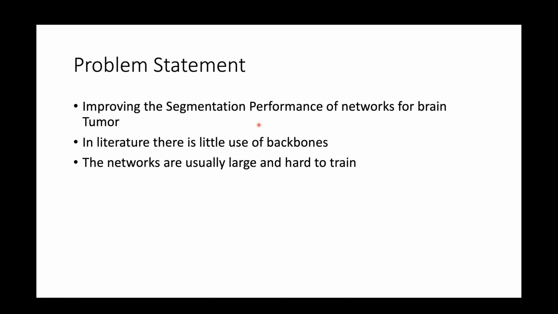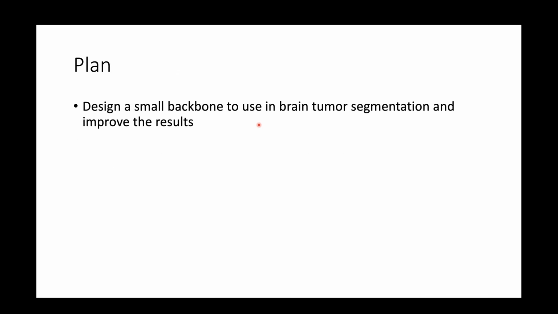So the problem statement in this project is improving the segmentation performance of the networks for brain tumors. I'm going to use the BraTS dataset in this work. In the literature, when I was looking for an idea for the project, I saw that research uses backbones for brain tumor image segmentation, and they always train from scratch, and the networks are usually large and hard to train. So the plan is to design a small backbone for tumor image segmentation and improve the results.